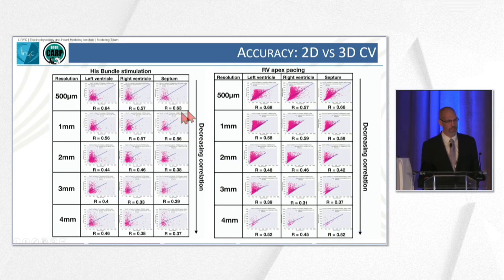Okay, and activation, this shows the same thing. The left is if we do His bundle normal activation, the red line. On the y-axis is the 2D conduction velocity, on the x-axis is the true 3D conduction velocity. And if we look at when we do the RV apex pacing, the conduction velocity is consistently higher than the true because it's above the identity line.